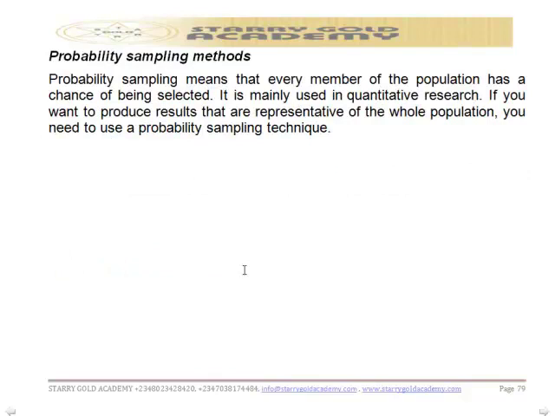And we have probability sampling, as I said. Let's now look at each of these sampling methods one after the other. Probability sampling means that every member of the population has an equal chance of being selected, and it is mainly used in quantitative research. If you want to produce results that are representative of the whole population, you need to use what? Probability sampling techniques.